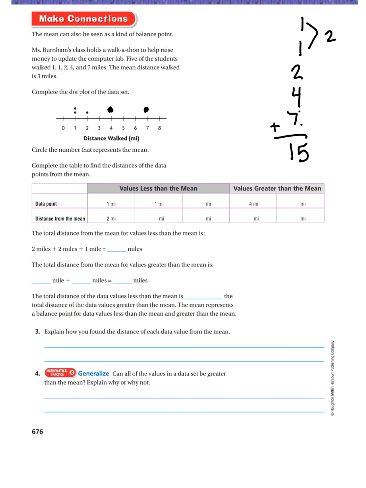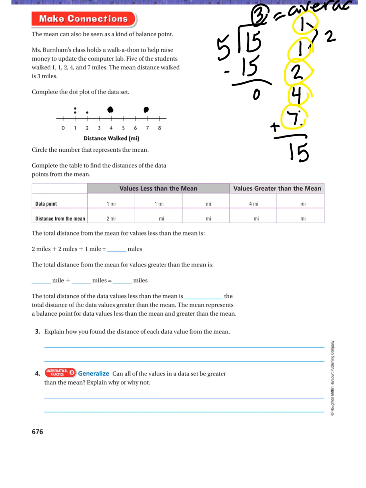And then there were 1, 2, 3, 4, 5 numbers. So we're going to take 15 divided by 5, which would give us 3. Circle the number that represents the mean. 3 is the average, so 3 is the mean. We're going to circle 3 in the dot plot.